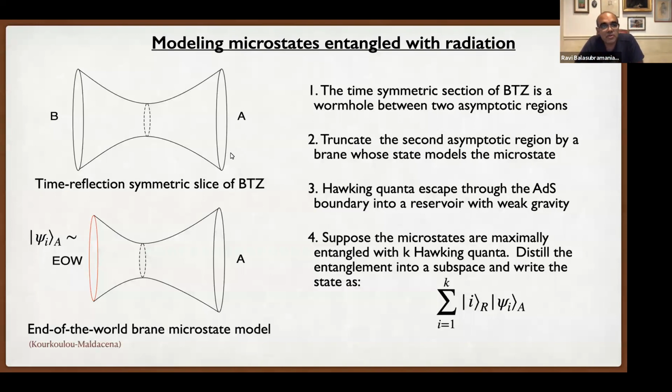The other thing we're going to do is we want to make a model of a single boundary black hole. So to do that, we're going to imagine that we cut off the second asymptotic region behind the horizon and replace it with some end of the world brane, which has various kinds of possible states on it. This is sort of following the logic of Kourkoulou and Maldacena. So why is that a reasonable thing to do? Well, we can go back and forth on that.